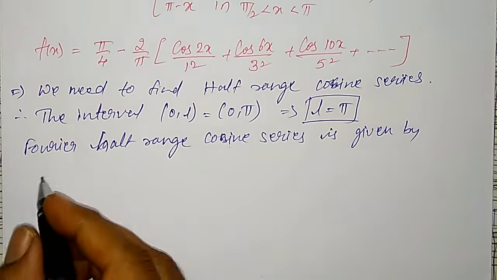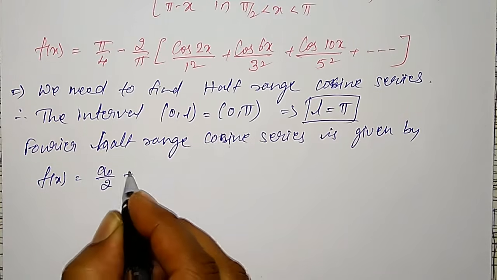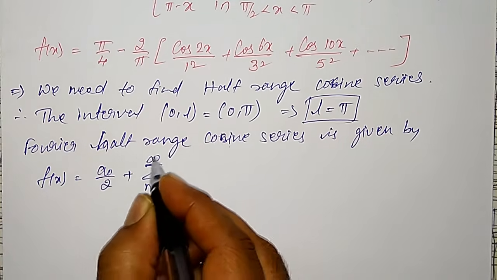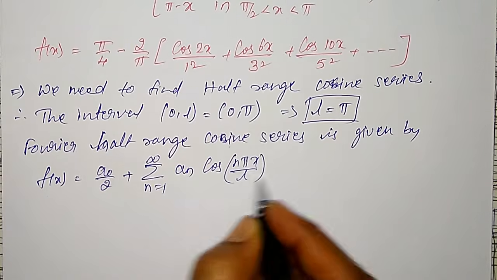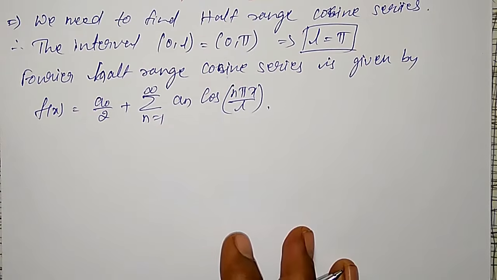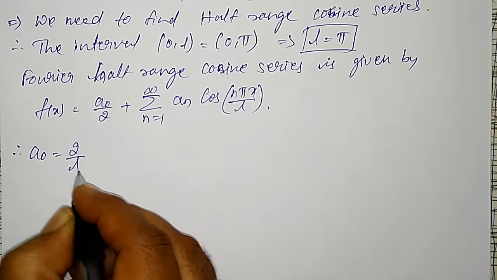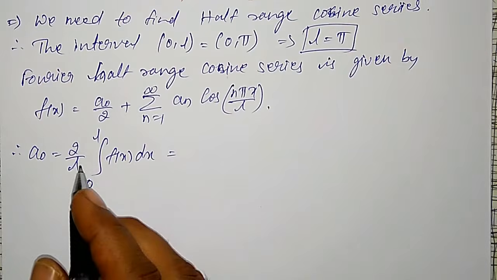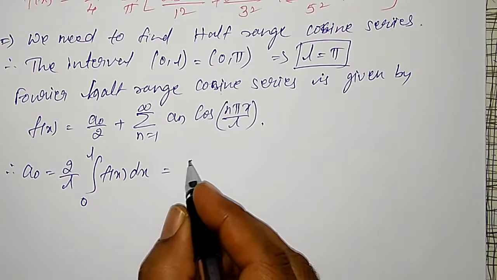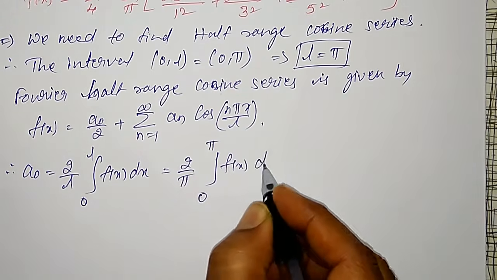f of x is equal to, for cosine series bn will become 0, so only the Fourier coefficients a0 and an remain, that is a0 by 2 plus summation n equal to 1 to infinity an into cos n pi x divided by L. And how to define these Fourier coefficients? I have to define them one by one. Therefore, a0 is equal to 2 by L integration from 0 to L f of x dx. What is L? L is nothing but pi. Therefore, 2 by pi integration from 0 to pi f of x dx.